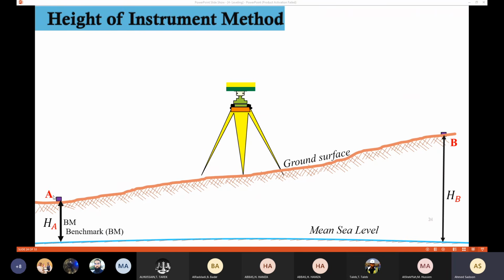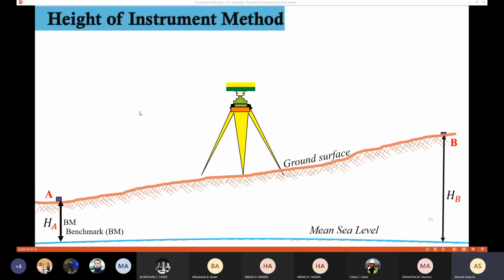The benchmark for the point A represent the reduced level of the point A or the elevation of the point A. So if the benchmark is 100 meters, it means that the elevation of the point A is 100 meters. Then I'm going to place the instrument between the benchmark and the point B. Point B, we don't know its elevation. We need to determine its elevation, right?